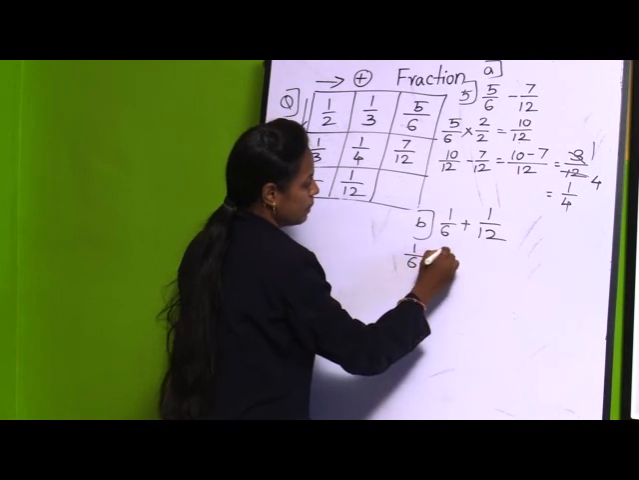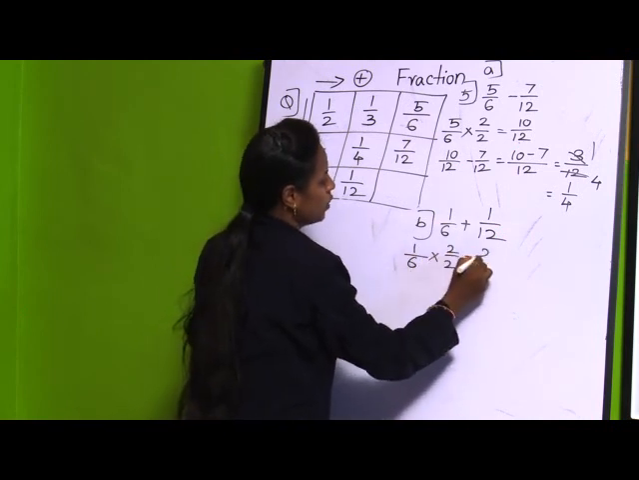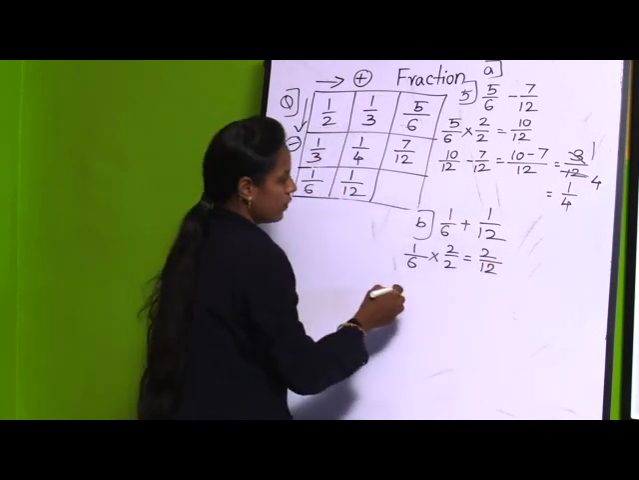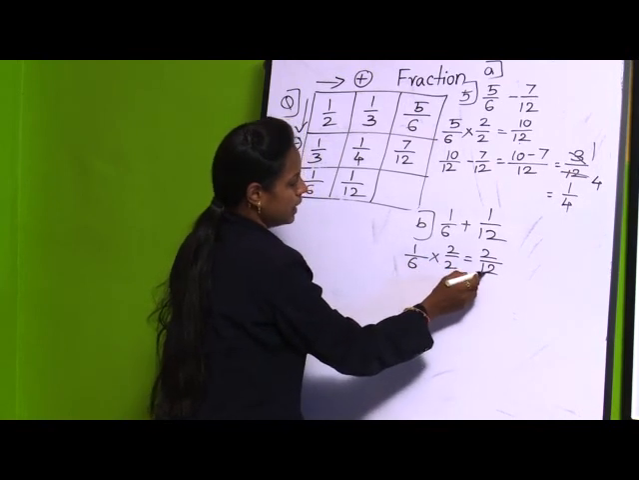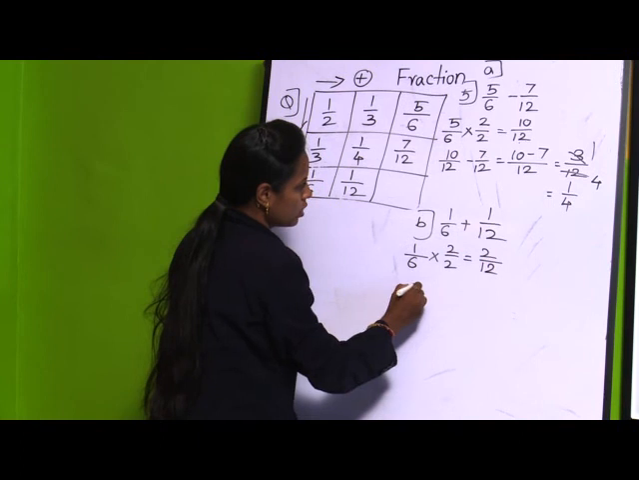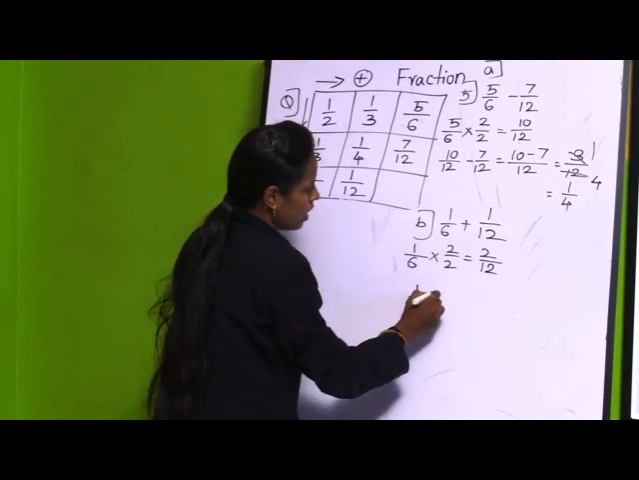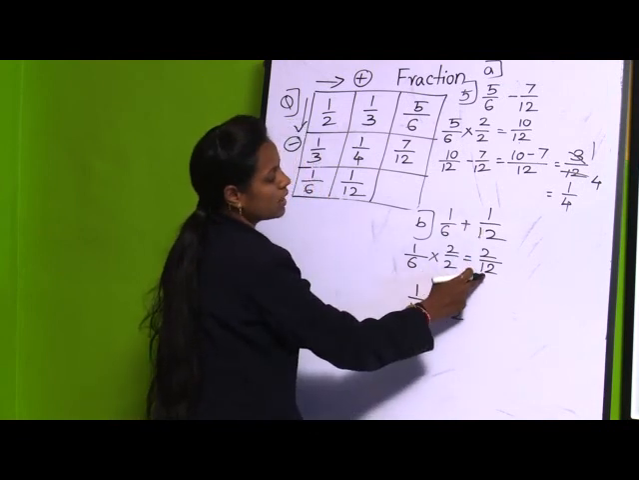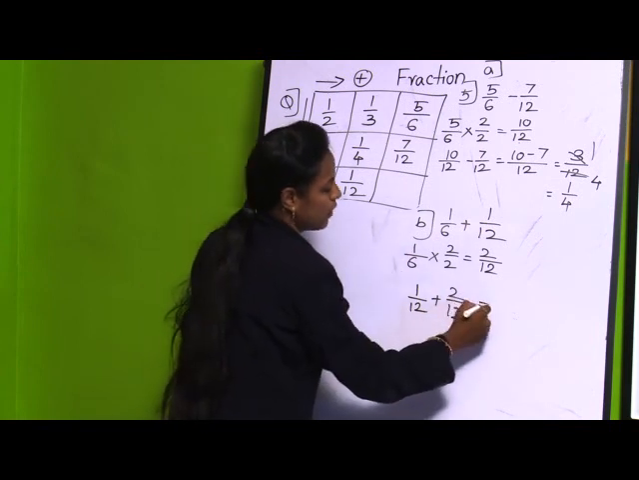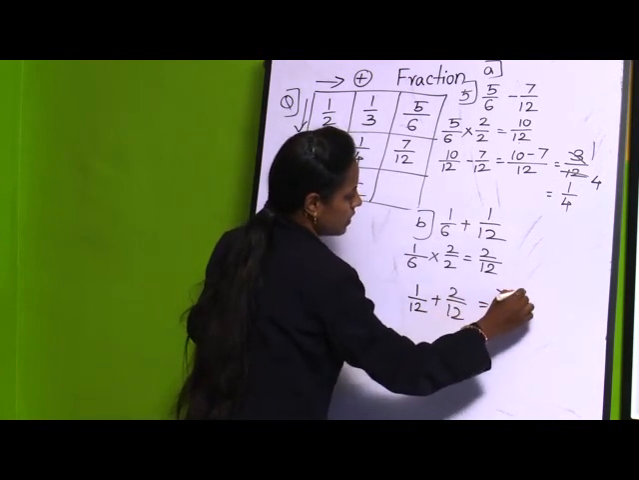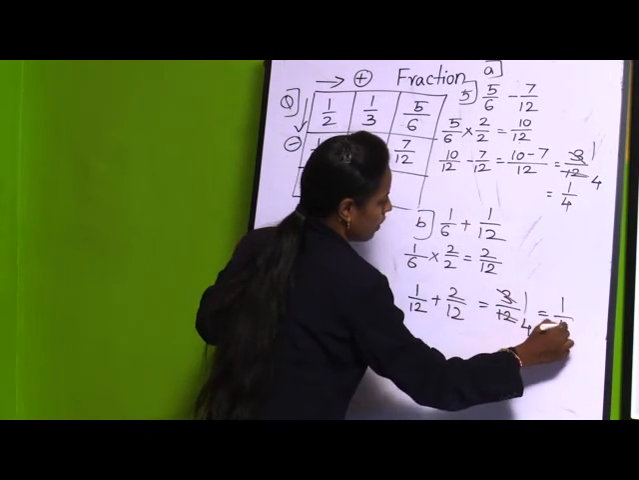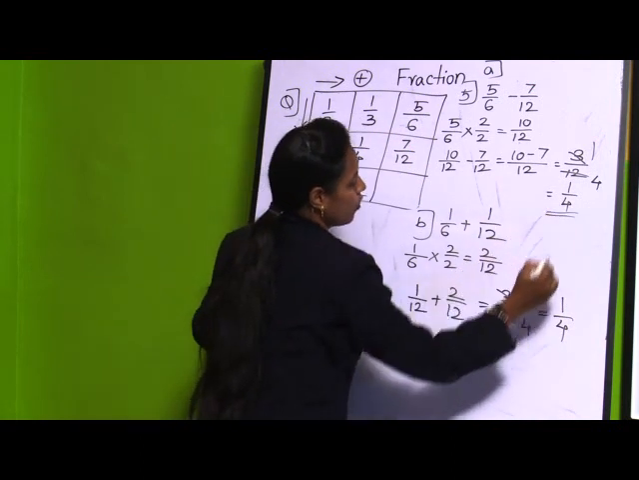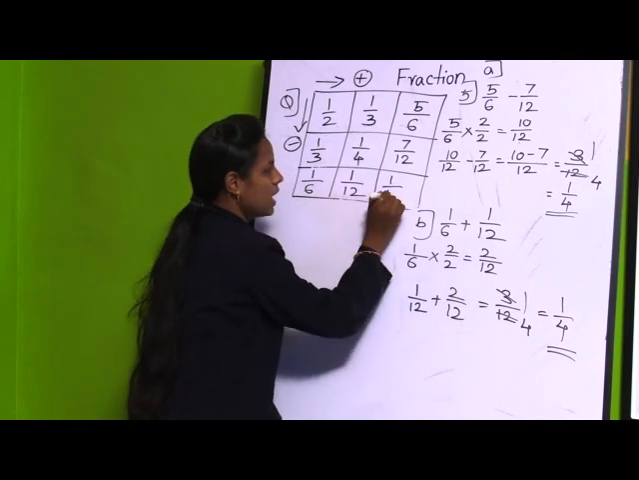So 1 by 6 multiplied by 2, 1 2s are 2 and 6 2s are 12. Okay. So we got the same LCM, here also 12 and here also 12 in the denominator. So 1 upon 12 plus 2 upon 12. 1 upon 12 as it is I have taken, and what we got as the equivalent fraction of 1 by 6 I have taken here. Now adding this, 3 by 12, 3 1s are 3, 3 4s are 12. So we got 1 by 4. As we do it vertically or horizontally, we get the same answer, 1 by 4.